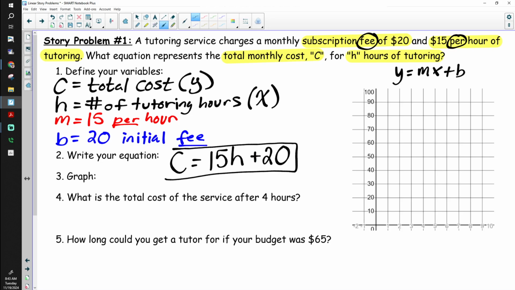This is the equation that represents how much it would cost to get tutoring. And this makes sense. The total cost is equal to $15 times however many hours plus the $20 one-time fee. That would tell you how much your tutoring would cost you total. Okay, now I'm going to take a break from writing here, and I'm going to pull up Desmos. We're going to use Desmos to graph this.